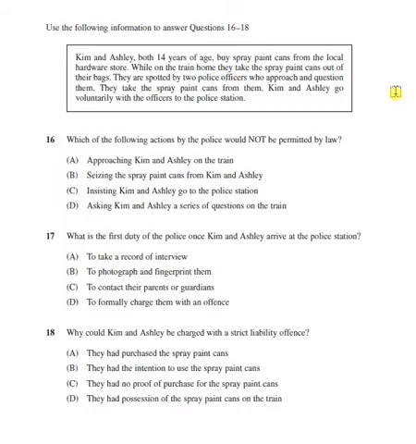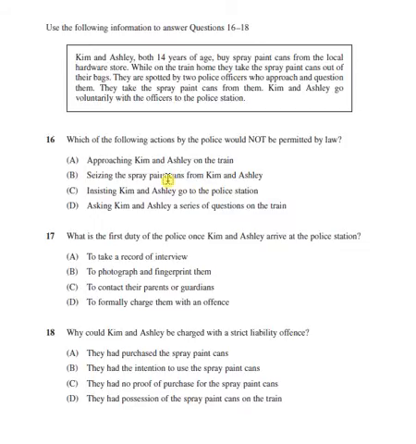So, if you have a look at the story, they take the spray paints off them. You have a look at the answers. Approaching Kim and Ashley on the train, so no, they're allowed to do that. Seizing the spray paint cans from Kim and Ashley, yes. So you can look at the police powers, the act that covers police powers, to have a look at what they are and not allowed to do. You go back through that in your notes. So seizing the spray paint cans, yes, they're allowed to do that.